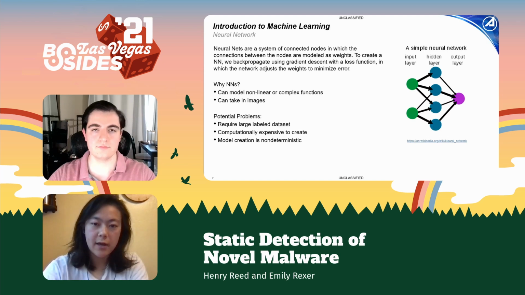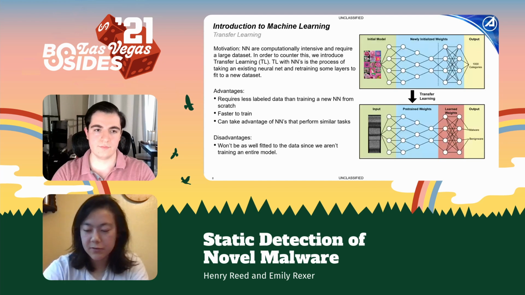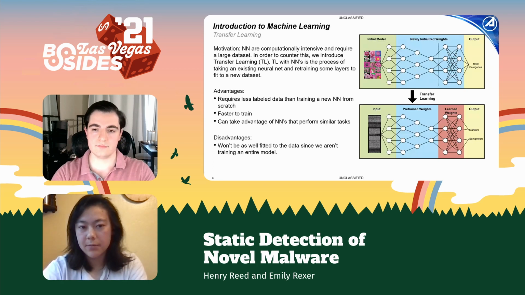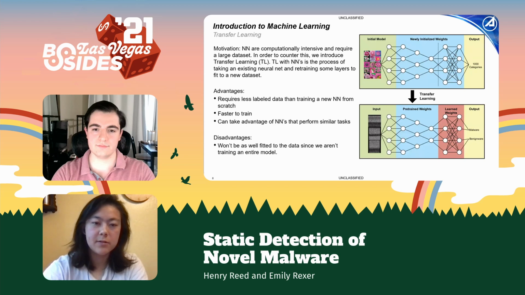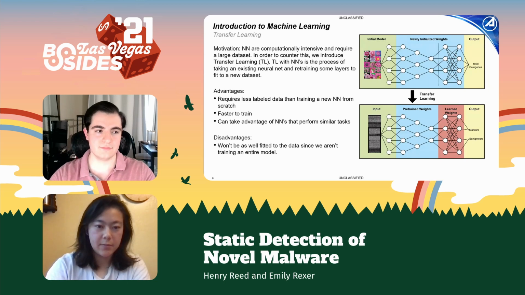So in order to try to counter some of these potential problems, we're going to introduce transfer learning. And transfer learning is just taking an existing, pre-trained neural net, and retraining and adding some layers on top of it to fit it to a new data set. In this image on the top, you can see the original neural net that we're transfer learning with. And then on the bottom, you can see that we've added a couple layers on top, and then we've retrained it in order to perform a new task.